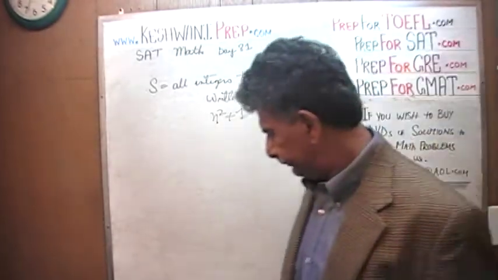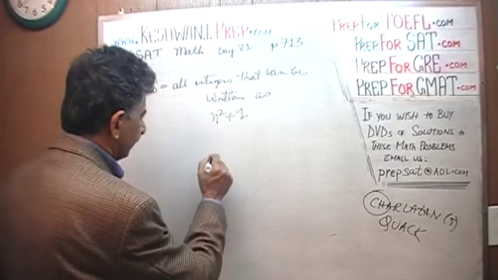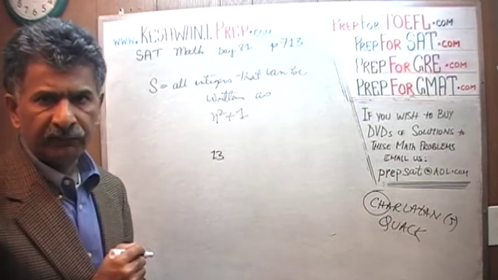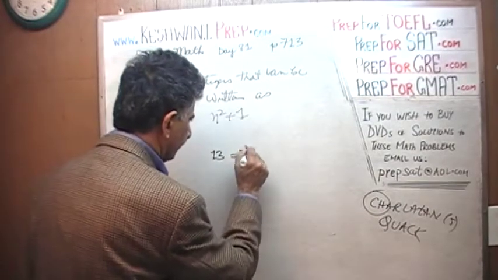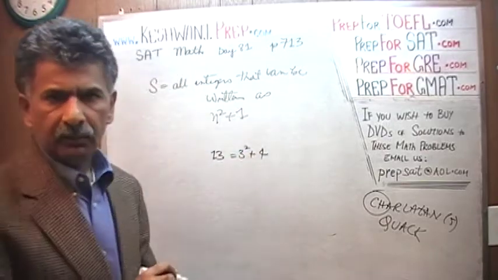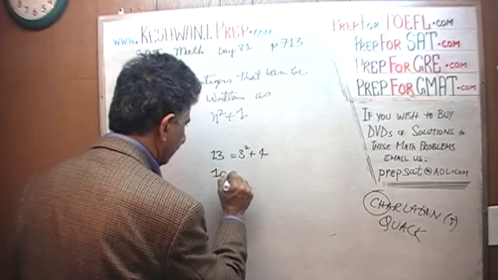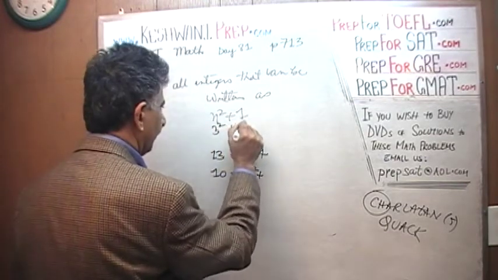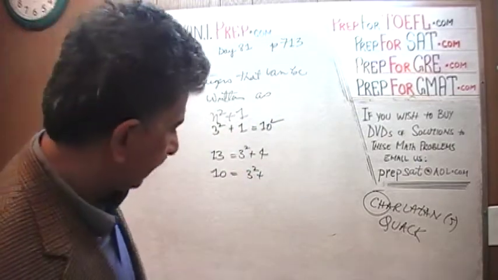For example, does 13 belong to the set? The answer is no, because 13 can be written only as 3 squared plus 4. We need 3 squared plus 1. 10 would belong to the set. 10 can be written as 3 squared plus 1, therefore 10 will belong to the set. 13 does not.